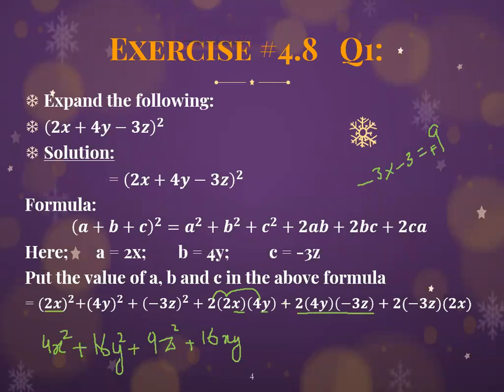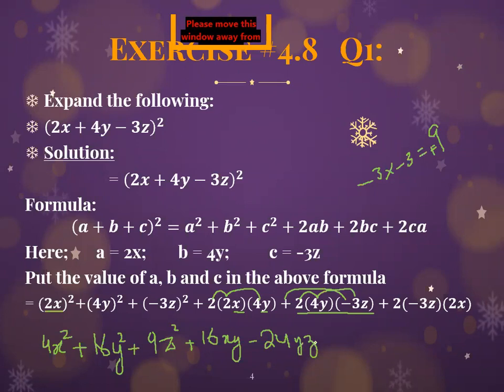So simply you will multiply this plus with this minus. Plus minus will be minus, so you will write it down here minus. Now 2 multiplied by 4 is 8 and 8 multiplied by 3 will be 24. 24yz. So you will write it down here 24yz, right?